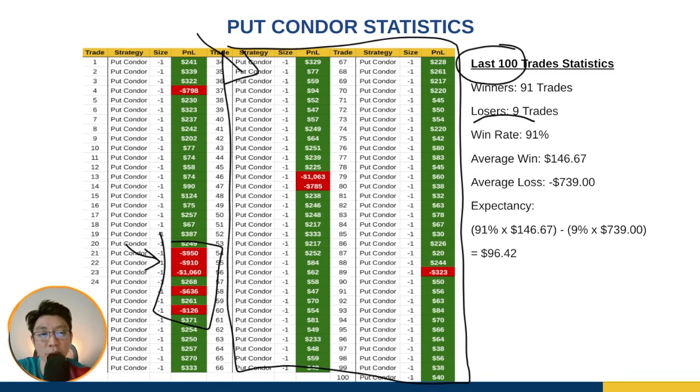So in this case, you can see the win rate is roughly 91%, right? I won't go through the rest of this, but overall, what you need to know is this can be a profitable strategy, but again, it comes down to the mechanics, how you put it on. So how do we actually put on the put condor? Let's get to the option chain right now.